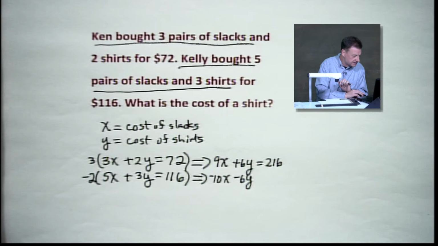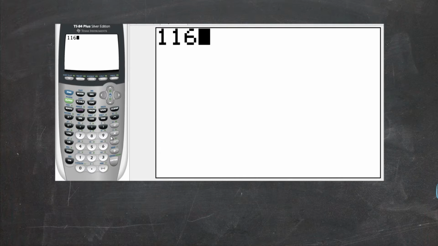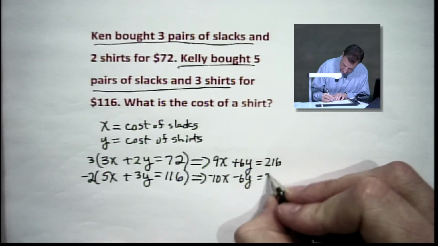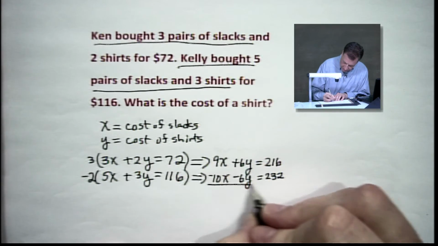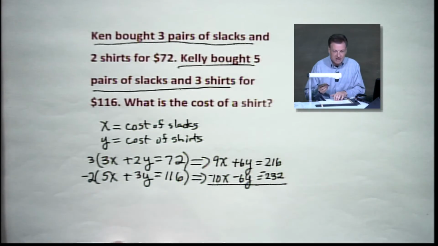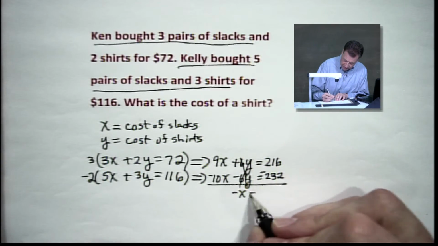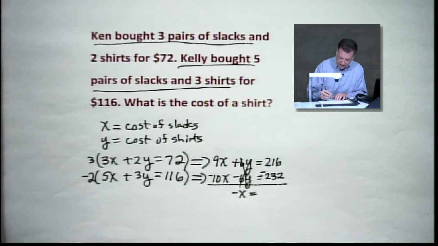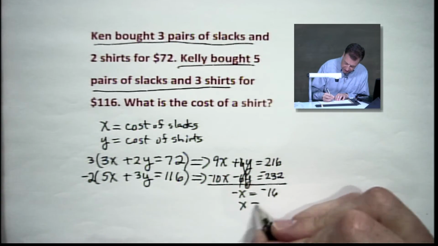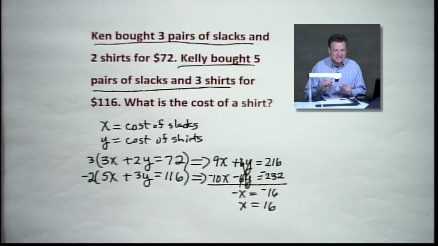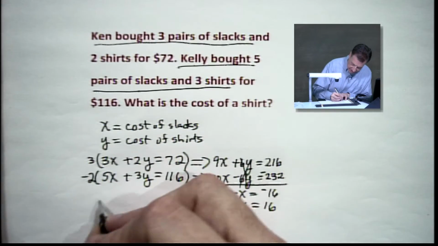Now let's get that 116. I want to make sure we get this one right. I believe it is going to be negative 232, but we want to make sure, as you all do too. We get negative 232. So what we've got going here, by the way, is a negative, right? Everybody change your signs. The Y's are gone, the X's are hanging on. That's a negative X equaling, let's subtract that out, I believe we're going to have a negative 16. So at this point, dear friends, it looks like we've got $16 for our X, which is the cost of slacks.